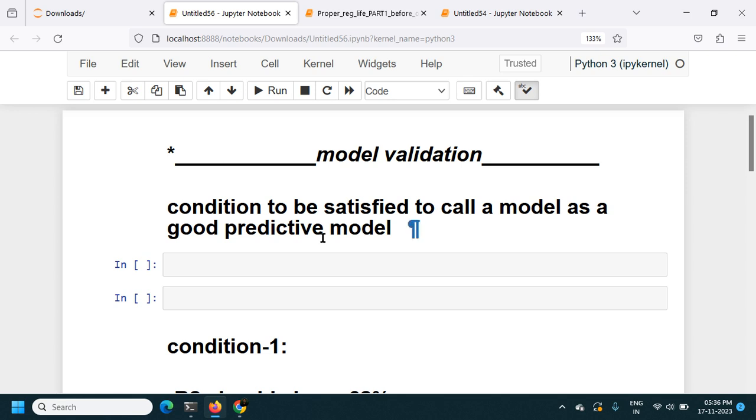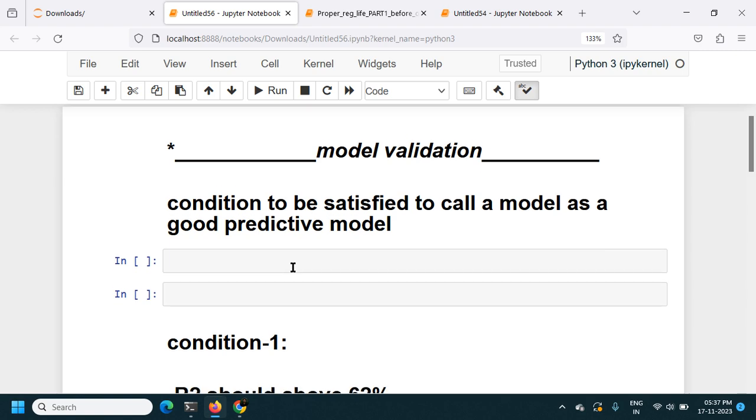So we build a model to predict the value. Based on the x variable, we will predict the y variable. So how can we say the particular model is a good predictive model? In order to say that, we need to fulfill certain conditions. That's called model validation. So in this video, we are going to see the conditions to be satisfied to call a model a good predictive model. So let's see one by one.